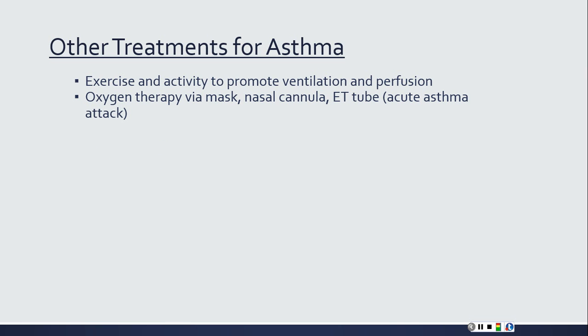Oxygen therapy may also be needed, via mask, nasal cannula, or an ET tube. In an acute asthmatic attack, an ET tube is probably going to be the way they have to go if they're in status asthmaticus. It just depends on the patient's condition and how well they are perfusing.